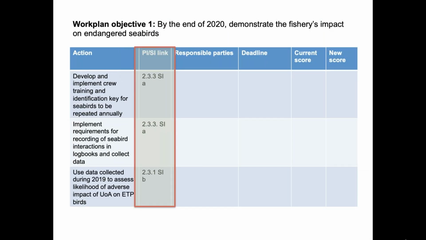So here, this is just back to our example of linking. Our second column in our little example shows how the PIs and scoring issues link to these particular three actions towards achieving the objective listed at the top. So we've got the actions linked to the scoring issue level. The first two are impacting performance indicator 2.3.3, scoring issue A, and that's the information indicator. And the third one is having an impact on performance indicator 2.3.1, scoring issue B, and that's the outcome indicator. That's really what is the impact of the UOA on ETP species, but we can't answer that question until we've developed the information sufficiently, which initially has an impact on performance indicator 2.3.3.